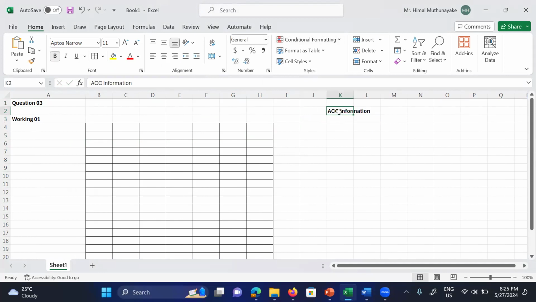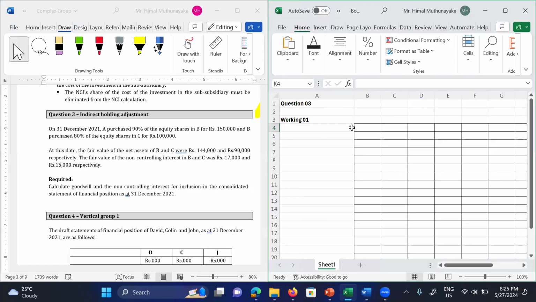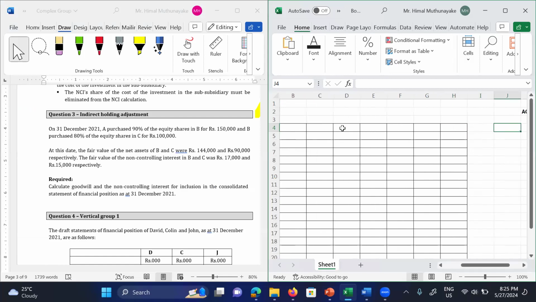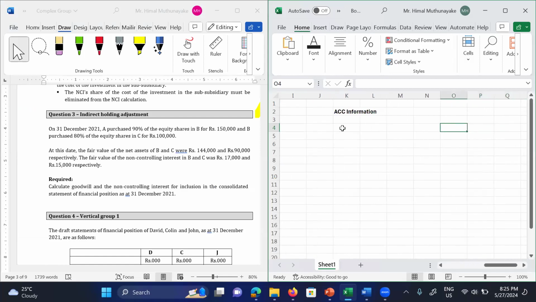So this is the question information, right? First of all, you need to make sure that all the information is documented in your working sheet, right? So your acquisition date would be 31st December 2021.